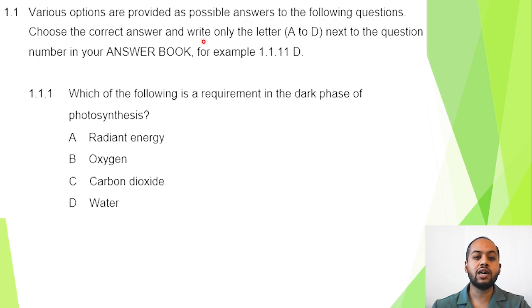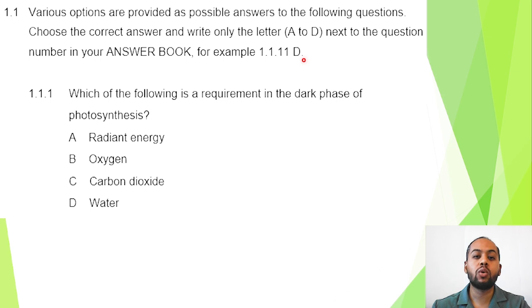Choose the correct answer and write only the letter, which should be A to D, next to the question number in your answer book. For example, you will write 1.1.11, and if your correct option is D, you simply write D next to the question in your answer booklet. Please make sure that when you are writing down your answers to question 1.1 in your final exam, you only place one correct letter next to your question number.